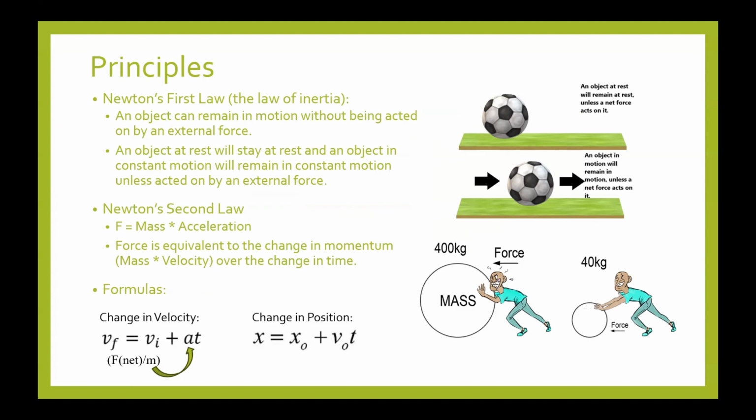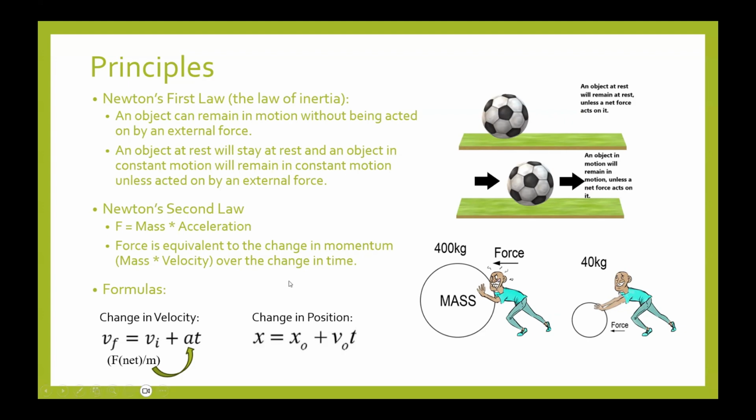The first one would be Newton's first law, which is the law of inertia, meaning that an object can remain in motion without being acted on by an external force. And to add on to this, if an object is at rest, it will stay at rest. And if an object's in constant motion, it'll stay in constant motion unless it is acted on by an external force. In addition, I'll be using Newton's second law, which is force is equal to mass times acceleration. Force is equivalent to the change in momentum, which is mass times velocity over the change in time.